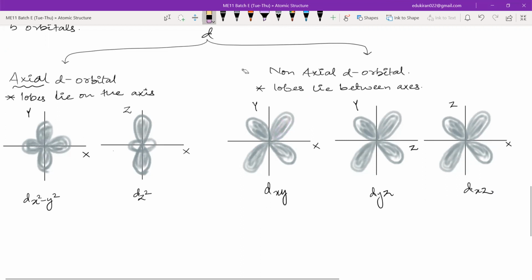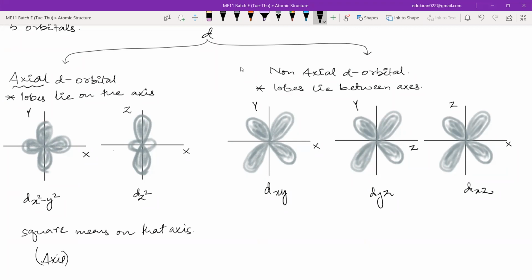The names are important. Okay, you have to memorize the names. That is easy. Whenever you have square on an axis, the lobes will be on that axis. But if you have the axis to the power 1, they will be between those axes. For example, x square and y square, lobes will be on x and y. For dz square, the lobes will be on z.